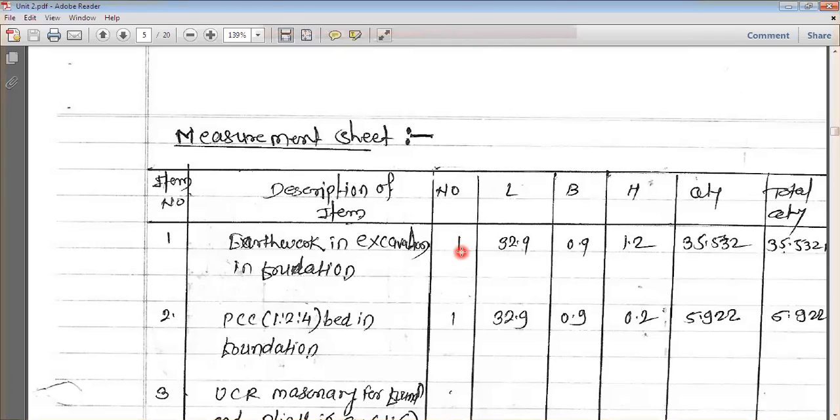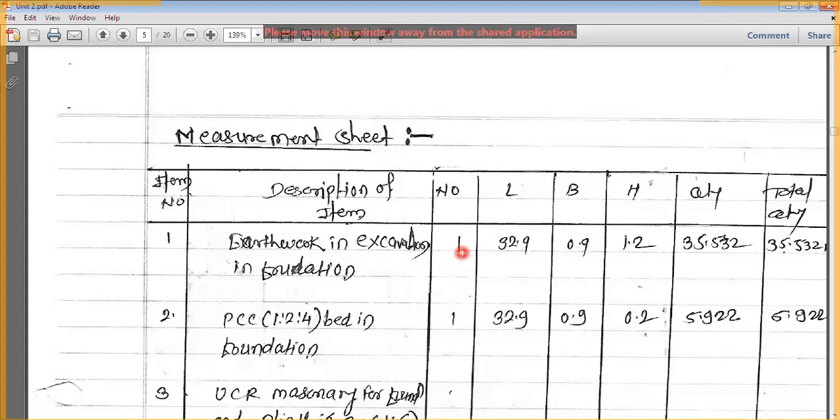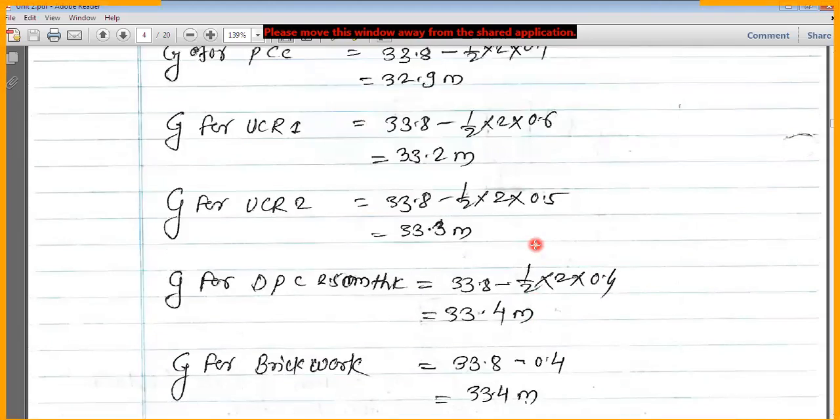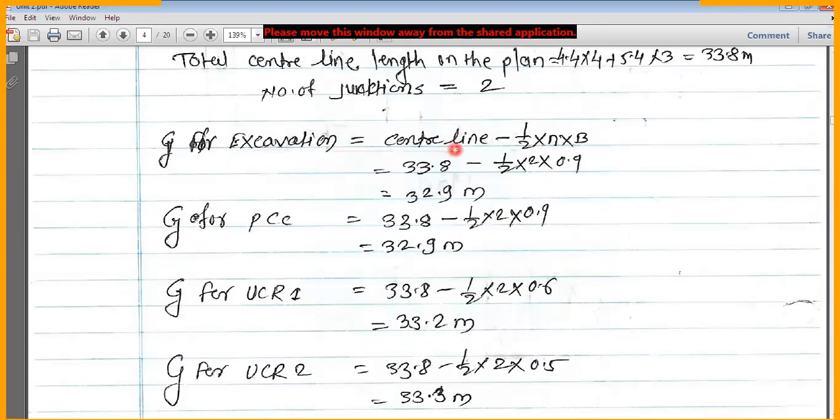एकदाच एक्सकॅव्हेशन करणार आहोत त्या 2 रूम साठी, म्हणून नंबर्स विल बी 1. ठीक आहे, नंबर्स विल बी 1. व्हॉट इज द लेंथ? L 32.9. ही लेंथ मी कुठून घेतलेली बघा. दिस 32.9 इज नथिंग बट द लेंथ विच इज रिक्वायर्ड फॉर द एक्सकॅव्हेशन, जी आपण फाइंड आउट केलेली. सेंटर लाइन लेंथ माइनस 1/2 n into b, यावरने ही लेंथ काढलेली.